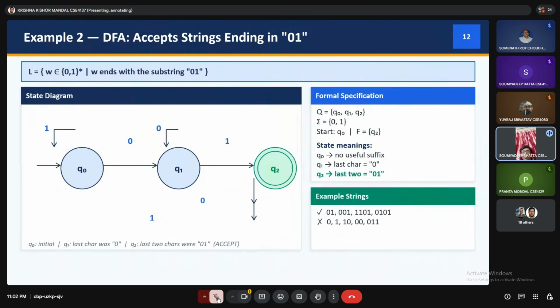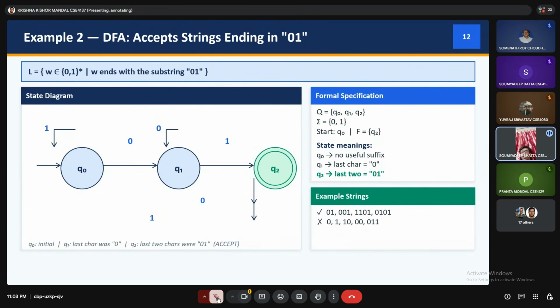Now I will explain how the transitions work. From Q0, if we read 0, we move to Q1. From Q0, if we read 1, we stay in Q0. From Q1, if we read 0, we stay in Q1. From Q1, if we read 1, we move to Q2, which means we found 01. From Q2, if we read 0, we go to Q1. From Q2, if we read 1, we go back to Q0.